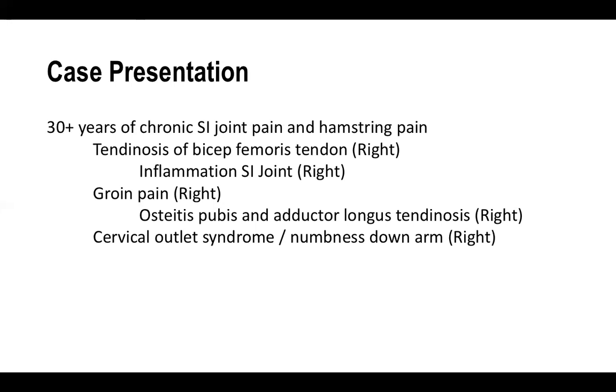So she was roughly 65 years old and had a tendinosis degeneration of the biceps femoris tendon. I believe it was partially torn as well. Inflammation and instability at the SI joint. That makes sense, right? On the right side, because of the sacrotuberous ligament. She started getting groin pain on the right side in the last couple of years. She was diagnosed with osteitis pubis and an adductor longus tendinosis on that same right side. And then also on that same right side, she has thoracic outlet syndrome and she gets numbness all the way down her arm.